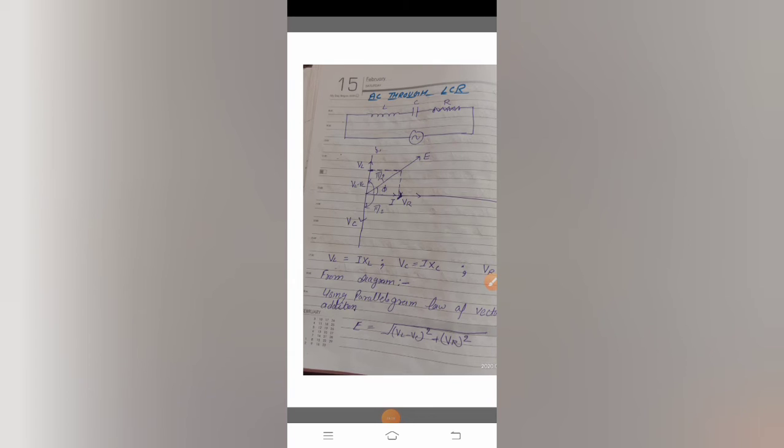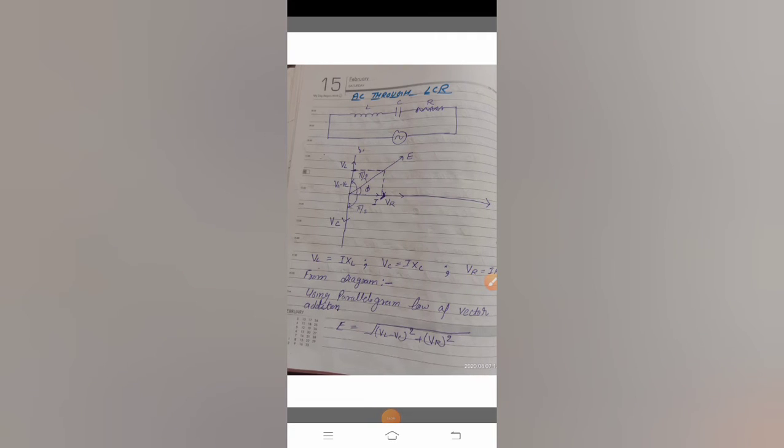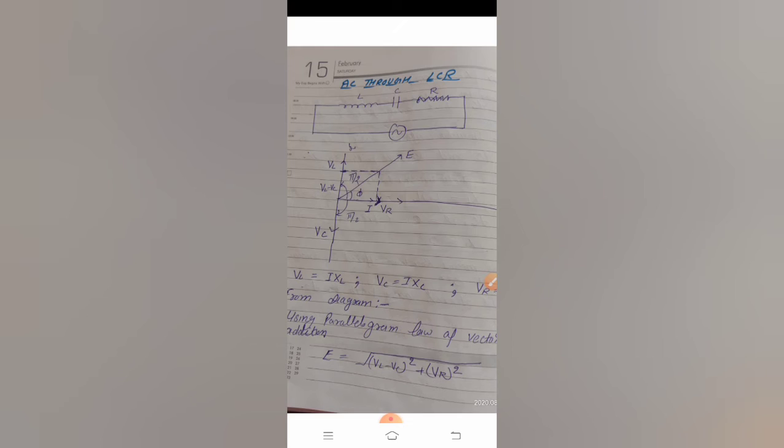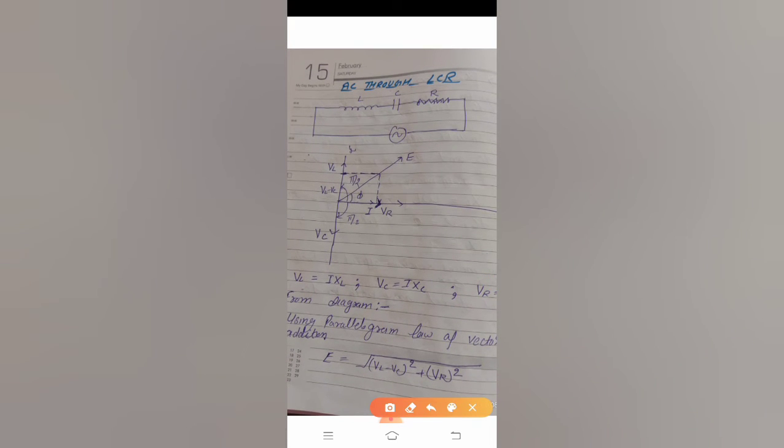AC through LCR circuit. Students, we have studied first AC through a capacitor, AC through a resistor and AC through an inductor. But now we will combine all 3 devices and discuss the topic AC through LCR circuit. L means inductor, C means capacitor, R means resistor. We have connected all 3 in series combination and connected one AC source here. AC we draw like this, and then enclose it in a box.